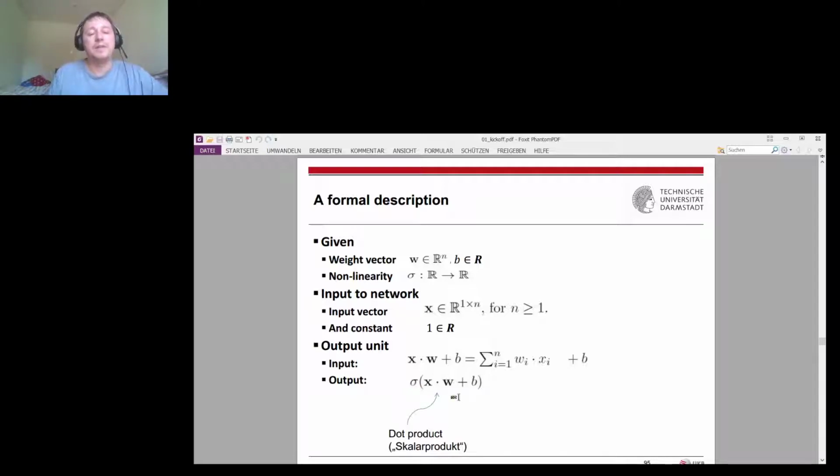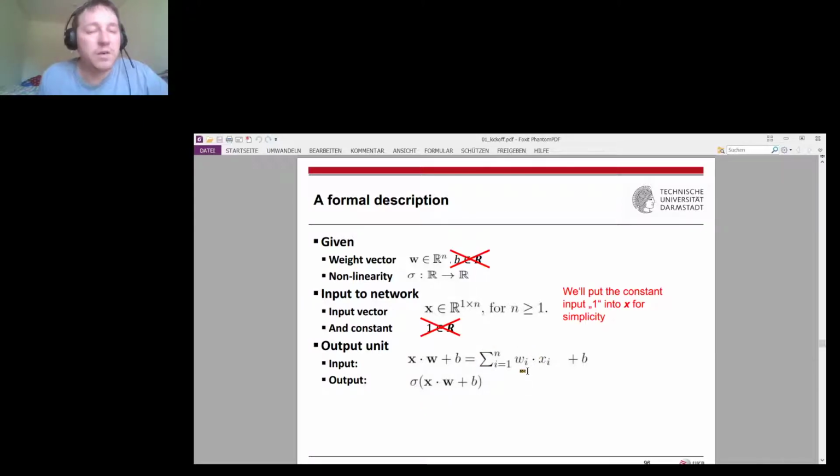Yeah, and in terms of this dot here, this denotes a dot product. In German, Skalarprodukt. So if you see a bold dot, then this will denote a scalar product, a dot product, and the definition of a dot product is given here in terms of components.